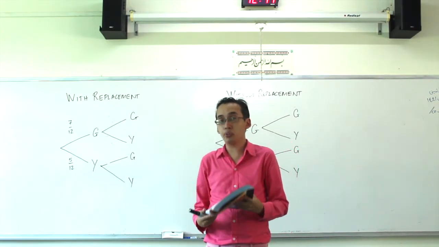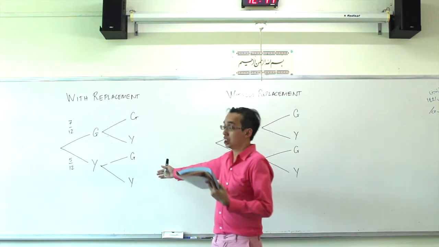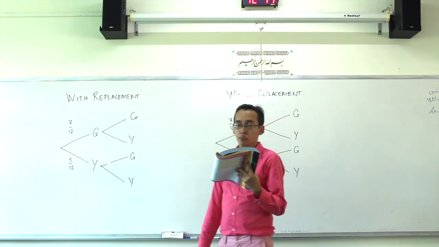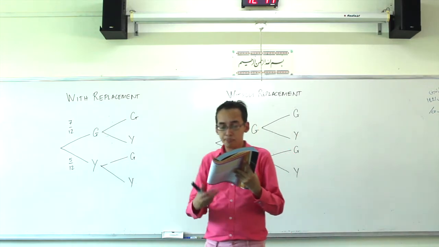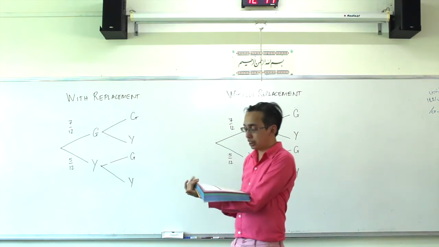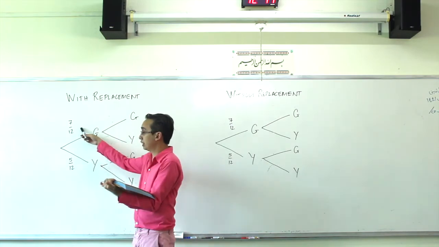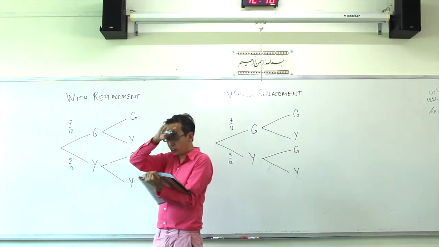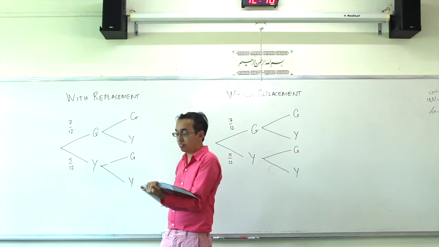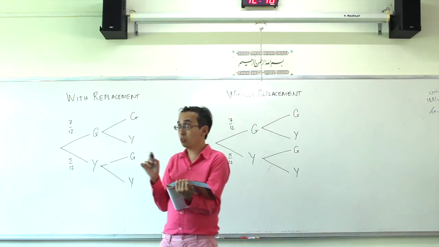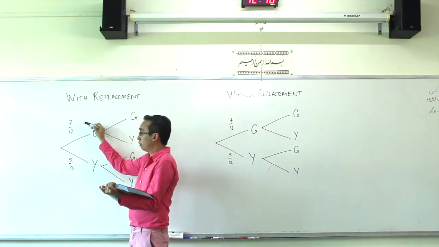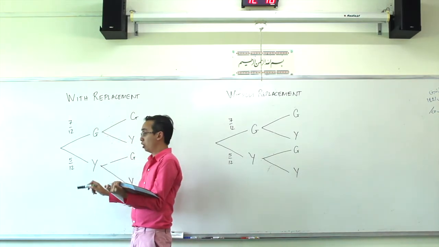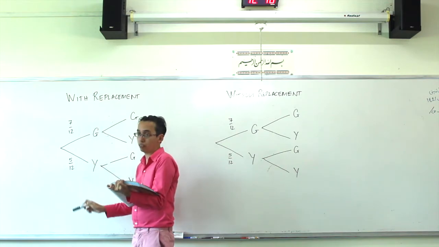Part A we have to do with replacement, which is over here, and part B will be the one without replacement, which is over here. So we'll do it together. I've put in the probability for the first draw. For the first draw, there are 7 green and 5 yellow balls, so there's a total of 12 balls. Probability of getting a green will be 7 out of 12. Probability of getting a yellow will be 5 out of 12.